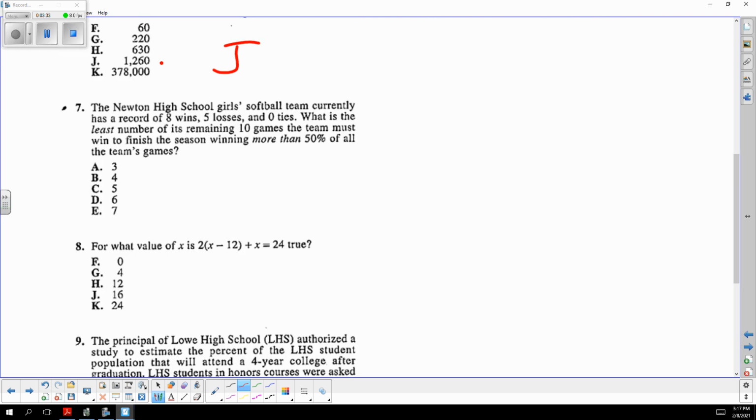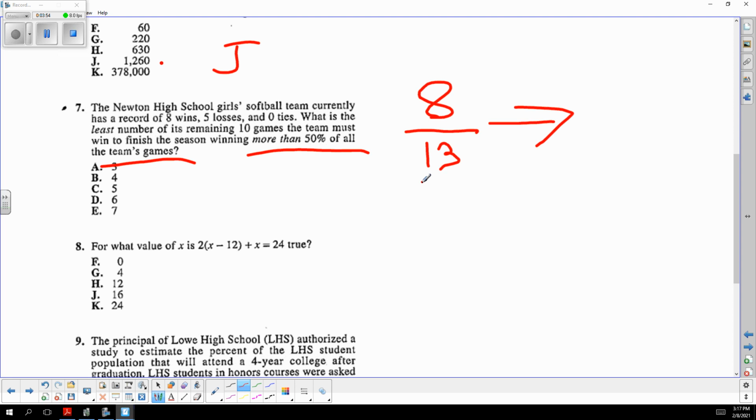Seven's a tough one in a way. It's 8 wins and 5 losses, and we want to win more than 50% of our games. So it's 8 out of 13 because it's 8 plus 5, right? So how many do we have to win of the remaining 10? So that means you're not going to be playing 13 anymore. You're going to have to be playing 23. So can we win 3?